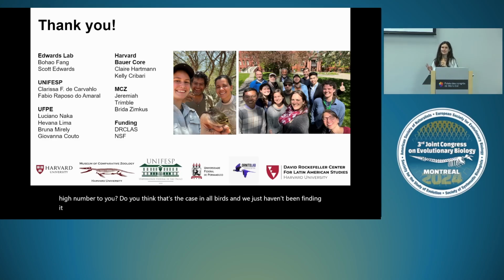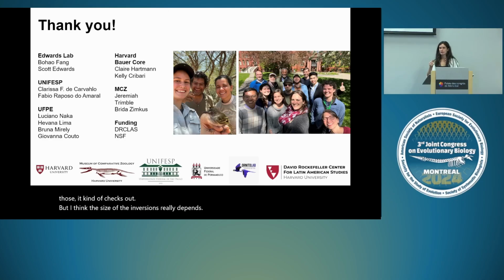Based on the 2 other bird pangenome studies I've seen, if I scale up my sample size to those, it kind of checks out. But I think the size of the inversions really depends. It might be more relevant if it's proportional to the size of the chromosome it's on, because birds have microchromosomes. But yeah, there could be a ton of this missing in bird genomes, and it could be very prevalent.